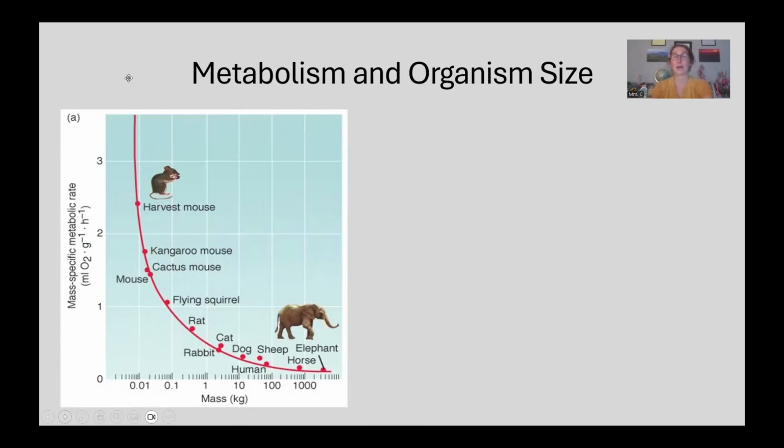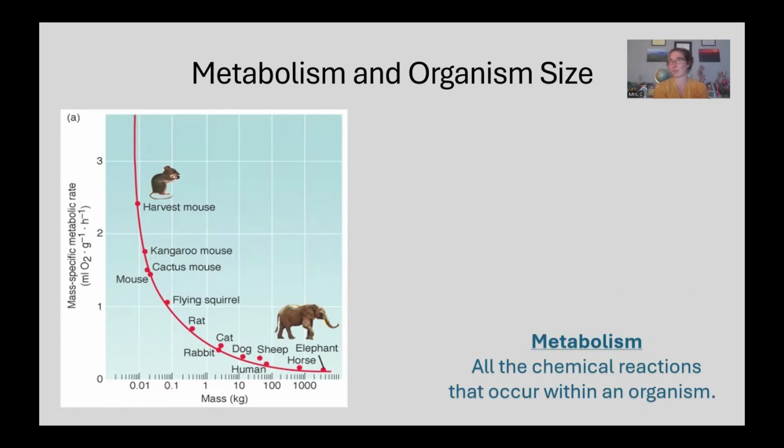Okay, talking about metabolism and organism size. Metabolism is basically all the chemical reactions in our cells. Our cells are busy. Metabolism is mainly in Unit 3, but it's also part of this unit. So what's going on here? What's going on in this figure? This is what AP Biology is all about, being able to read graphs and figures.